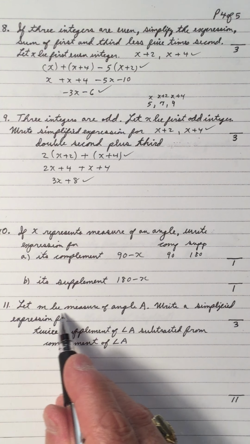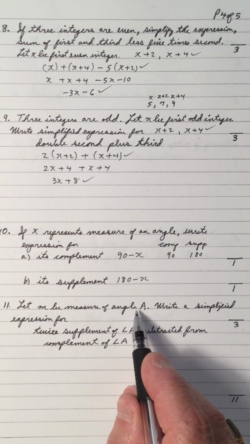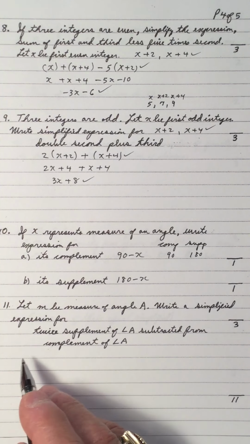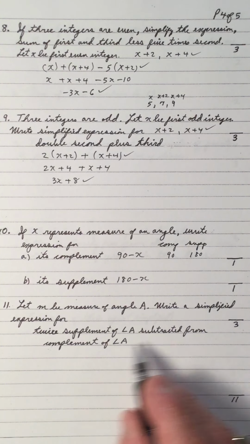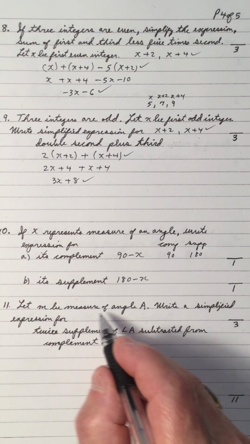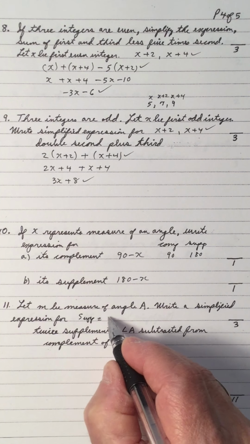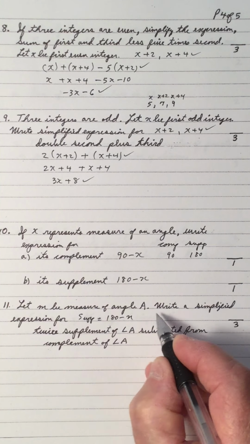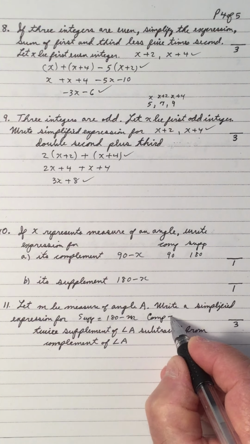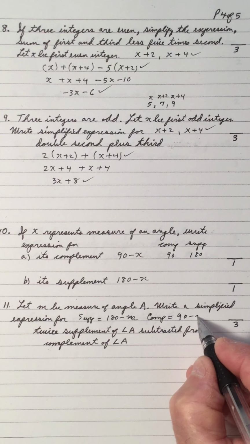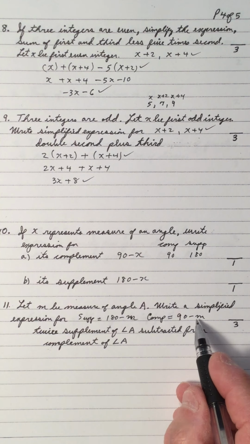Number 11, find the measure of the angle A. Let M be the measure of angle A. Write a simplified expression for twice the supplement, and subtract it from the complement. So if M is the angle, its supplement is going to be 180 minus M, and its complement is going to be 90 minus M. So supplement is 180 minus M, complement is 90 minus M.